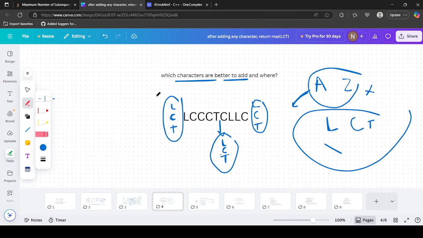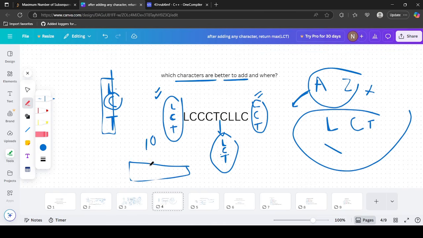So let's assume that we are thinking with respect to first and last only. So for now, let's assume that we are only adding at the first index. So can we add L at the beginning or C at the beginning or T at the beginning? We can add anything, but is there really any use in adding C at the beginning? So let's say we have an initial count of LCT subsequences as 10, and now we are thinking with respect to the 0th index. So we are at this, and is there any use in adding C here?